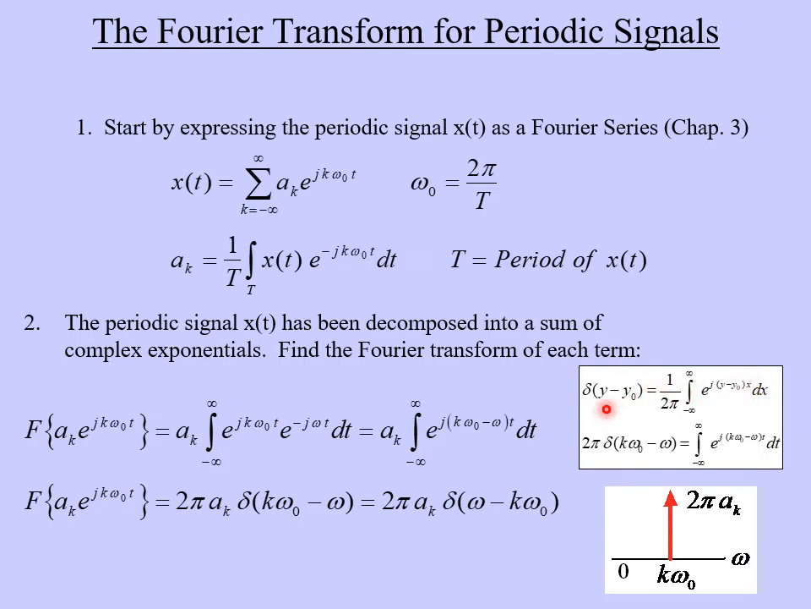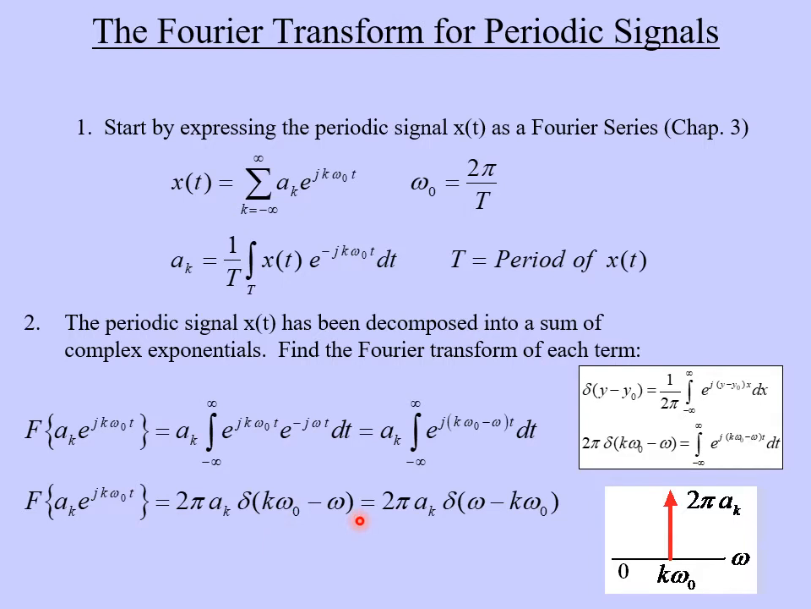So let's rename y as k omega naught. Let's rename y naught as omega, and we'll do the same thing here on the right side. And let's change x to t. When we do that, we have dressed this result up to look like this, which is exactly what we're looking for here. So with this in mind, we can replace this integral with 2 pi times a delta function, and the argument of the delta function is k omega naught minus omega. That's what I've done in this step here.